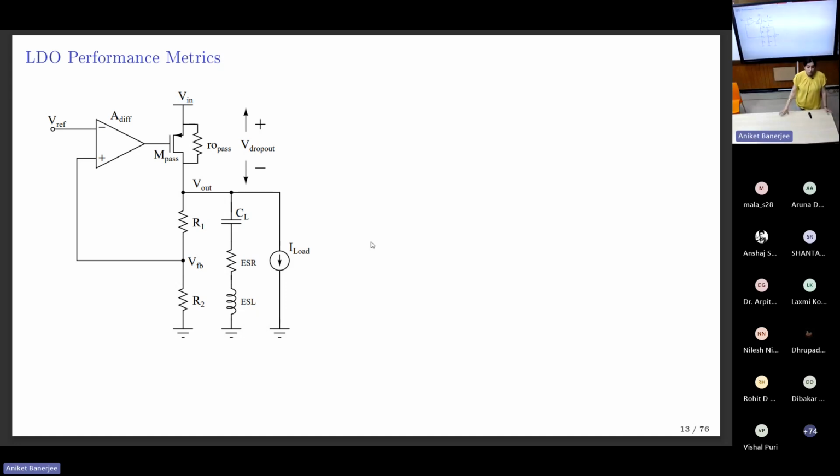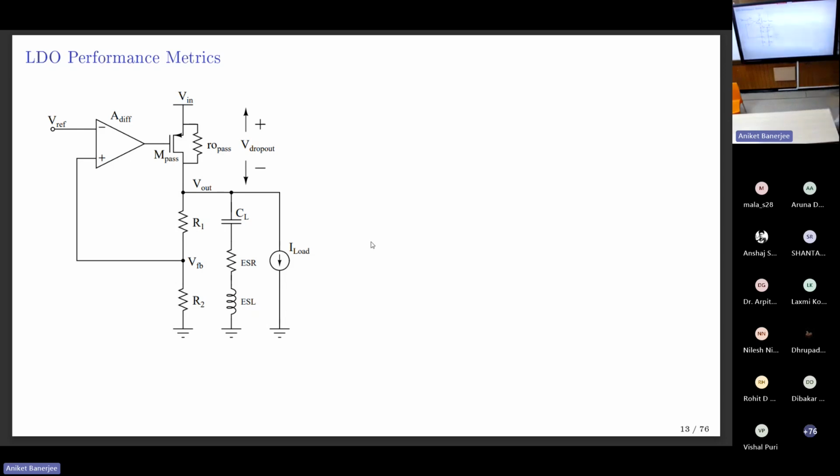Now a low dropout voltage regulator means the difference between input and output is small. If I reduce the gap, that's called low dropout. Dropout is the difference between input and output voltage. The smaller the difference between input and output, the higher the conversion efficiency, because efficiency is nothing but output by input. So the smaller I make it, the higher my efficiency will be, of course neglecting the IQ, the quiescent current.